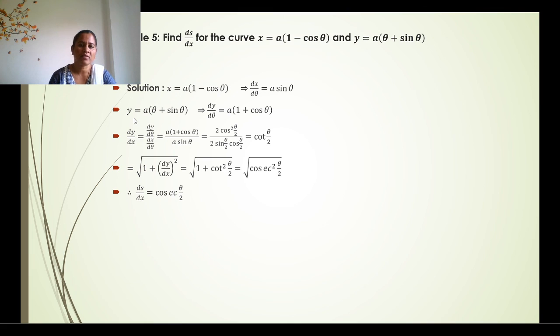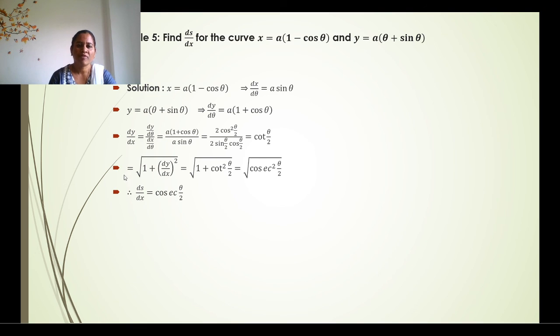Then take the second equation, y is equal to a into theta plus sin theta. dy by d theta is a into 1 plus the derivative of sin theta, which is cos theta. Then find dy by dx. This is the formula for finding dy by dx: dy by d theta divided by dx by d theta. A into 1 plus cos theta divided by a sin theta. Here a cancels. 1 plus cos theta is 2 cos square theta by 2 and sin theta is 2 sin theta by 2 cos theta by 2. Again here 2 cancels and cos theta by 2 cancels. Required is cos theta by 2 by sin theta by 2. We get cot theta by 2.